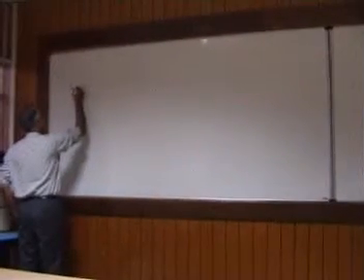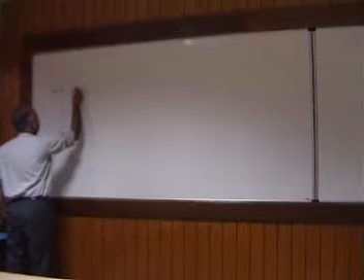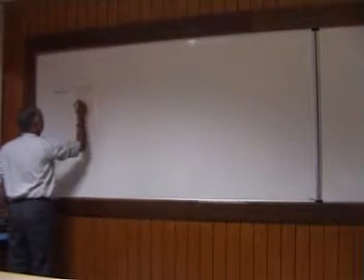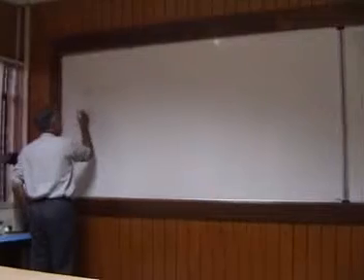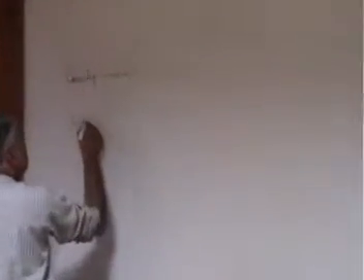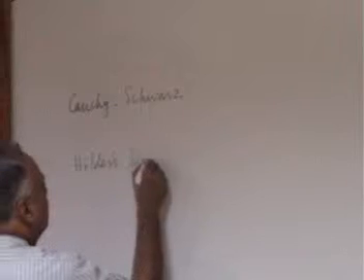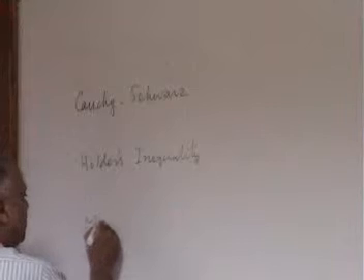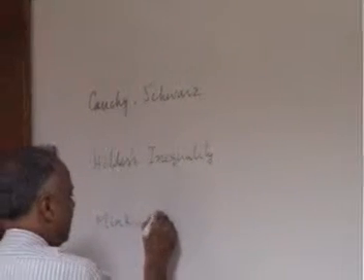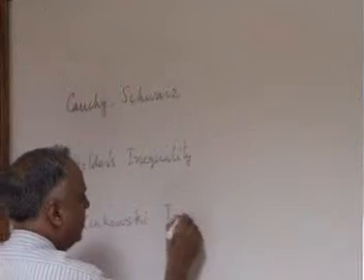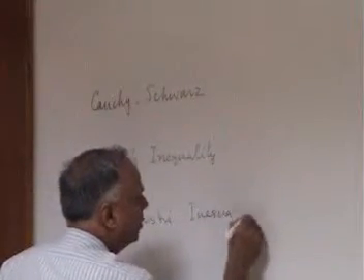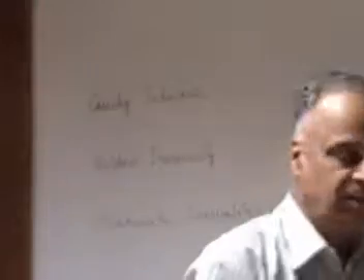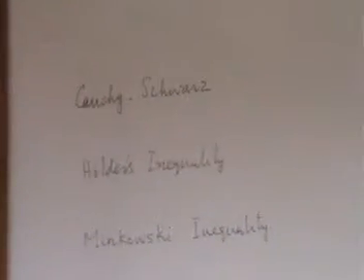Okay, let me just recollect the Cauchy-Schwarz inequality, and I don't know how they found that. And then we have Holder's inequality. And then we have Minkowski's inequality. These three important inequalities we proved for vectors in n dimensions. Okay? So let me just recollect them and keep them in one place.